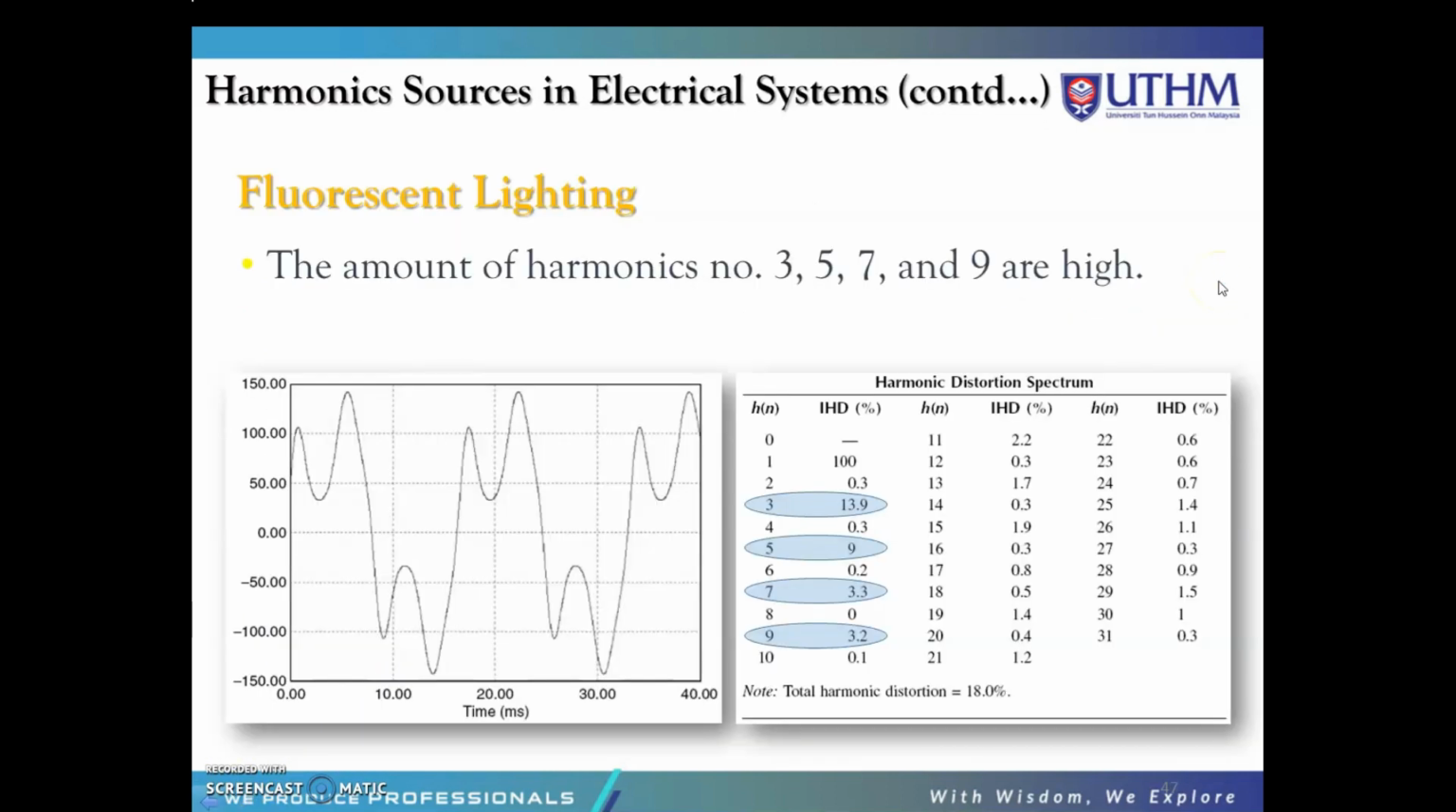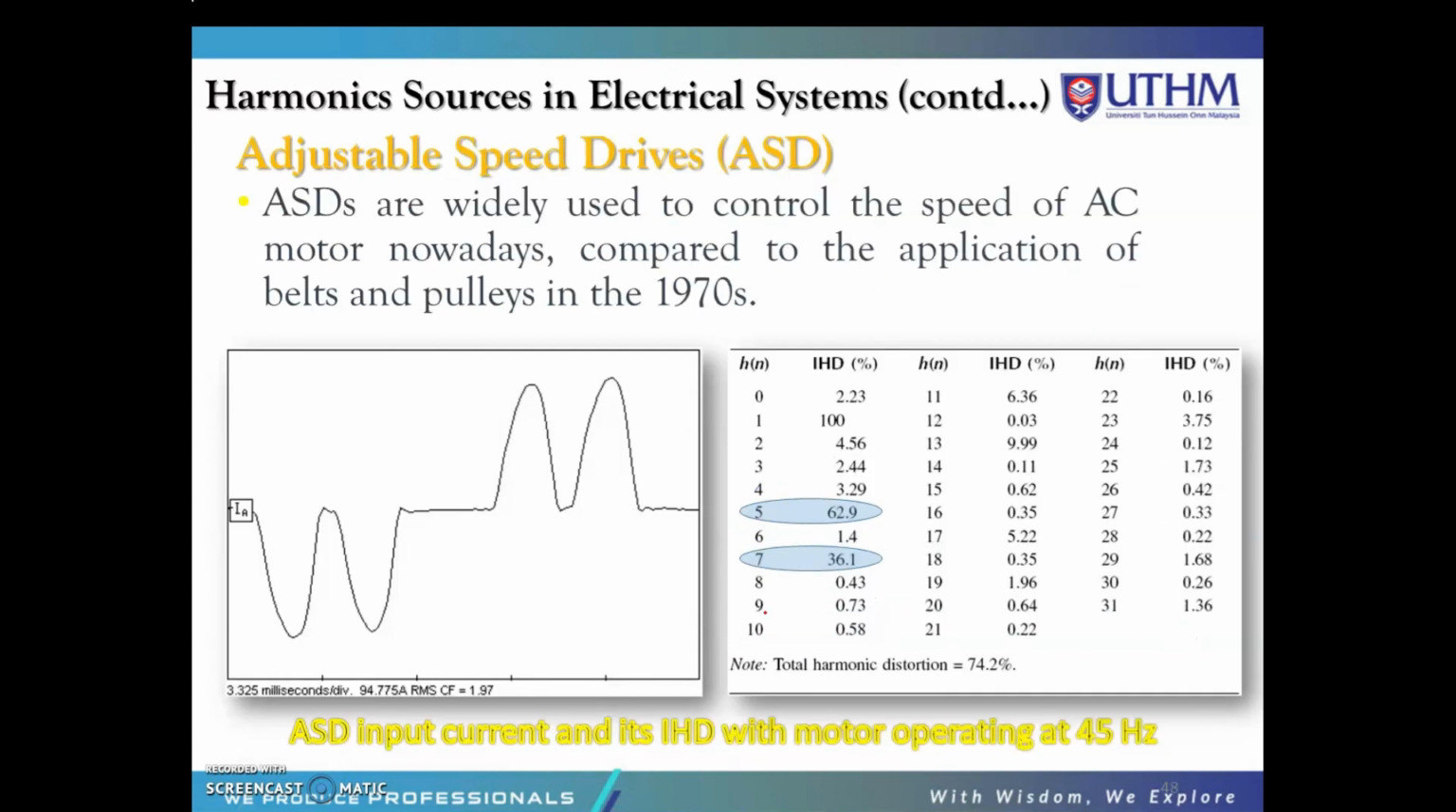Okay, some of the harmonic sources in electrical systems, such as fluorescent lighting. If you look at the total harmonic distortion spectrum of fluorescent lighting, the amounts of the 3rd, 5th, 7th and 9th harmonics are high.